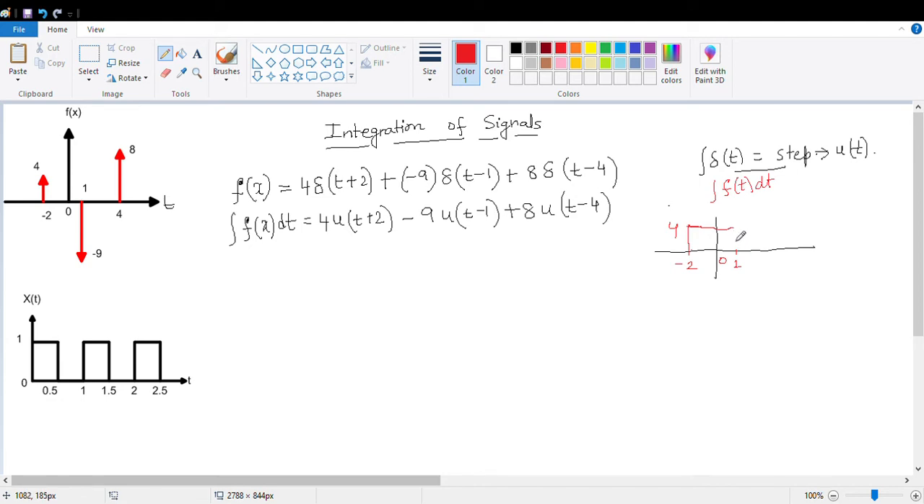So at 1, how will it become minus 9? Obviously it will come down. 4 comes down here, and another 5 I need, so this will be a total of minus 9. Now this will stay minus 9 up to which value? It will be up to 4. 1, 2, 3, 4. So up to 4.